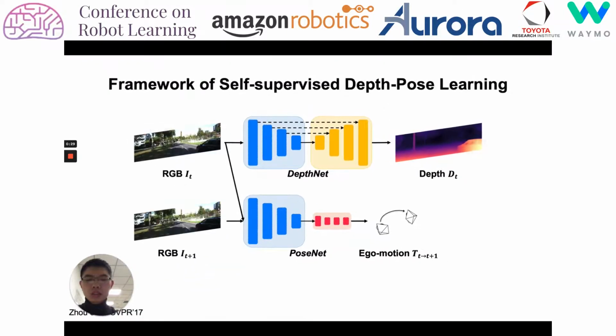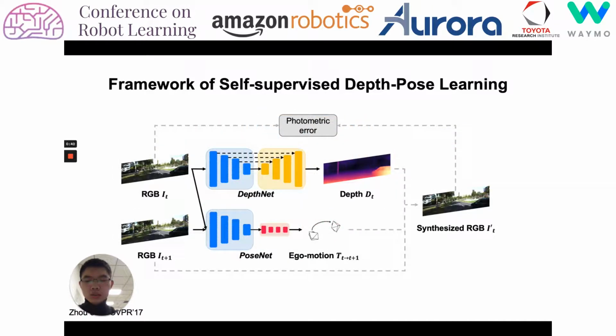In 2017, Zhou proposed that we can jointly train these two estimators, getting rid of the requirement of ground truth data from expensive sensors. This joint learning framework uses the knowledge of structure from motion, and uses epipolar geometry to warp one view into another using the estimated depth and pose. Then the pixel-wise difference between the synthesized image and the original image can be the training signal.